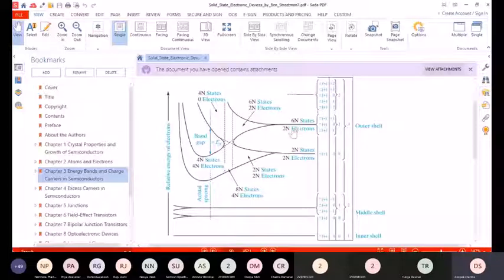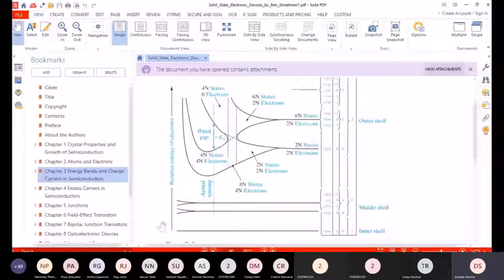And what happens when the interatomic distance changes, right? So on the left side, you can think that this part is the origin, and as the distance between the two atoms decreases, the energy of the electron will split as shown here.